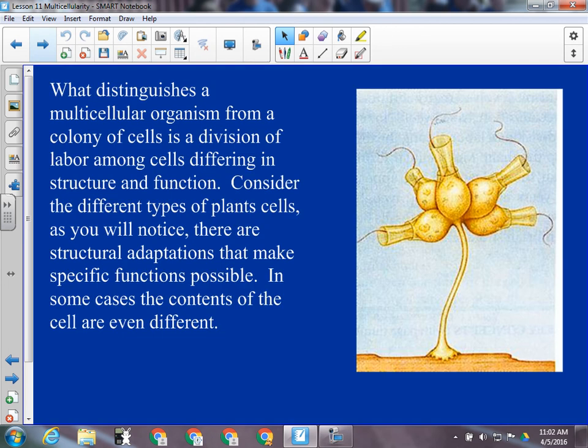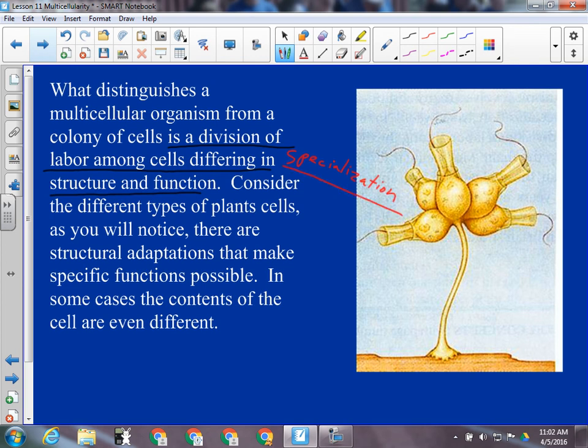Okay, so what distinguishes a multicellular organism from a colony of cells is division of labor. The other word we use for that, specialization. Okay, this is a colony of cells. This is not a multicellular organism because every one of the cells in that colony is identical. There isn't a cell in that colony that does this job, another cell that does just this job. They all do all the jobs. They cooperate. There's a certain advantage in that, but there isn't any specialization. So it's important to know that that's the distinction between them.